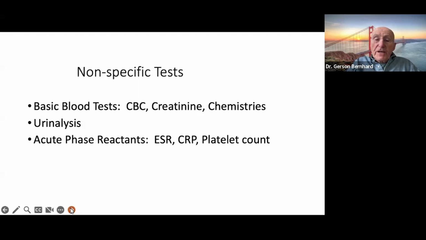Remember that the acute phase reactants, sed rate, CRP, platelet counts, can give you a clue as to whether or not you're dealing with someone who has a diffuse inflammatory disease, or whether this is not, because you want to try to exclude people who have degenerative arthritis, people who have fibromyalgia, from those who have an inflammatory, immunologically driven rheumatic disease.